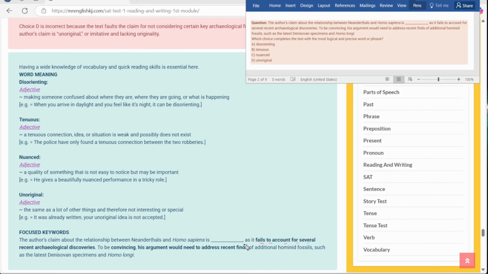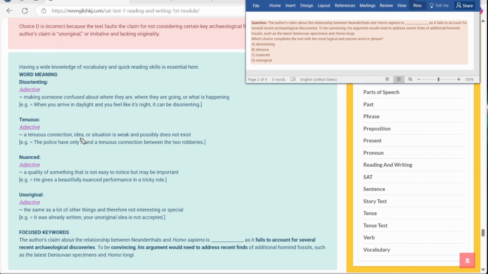Okay, keywords. Fails to account for several recent archaeological discoveries. To be convincing, his argument would need to address recent finds. Okay, meaning to say he was trying to find a relationship between these two but fails. To be convincing, he needs an argument that addresses recent finds. Let's find the word. Unoriginal, the same as a lot of other things, therefore not interesting. No, we are not talking about something that is similar and not interesting. Nuanced, a quality of something that is not easy to notice but may be important. But it is clearly saying it fails, so we don't use that.